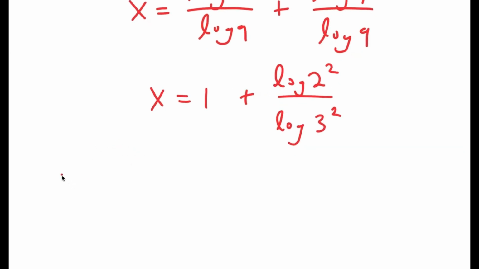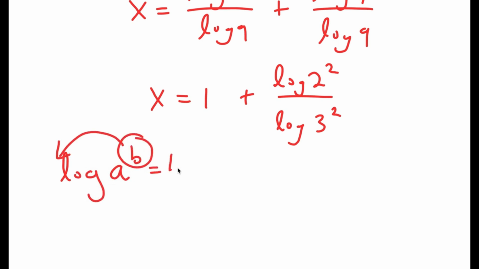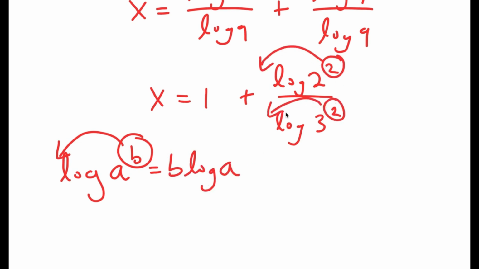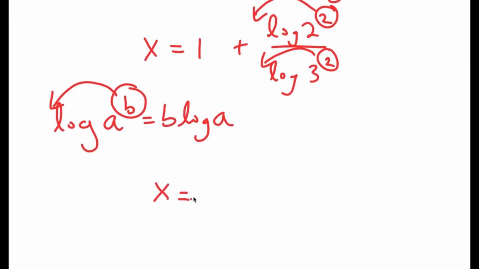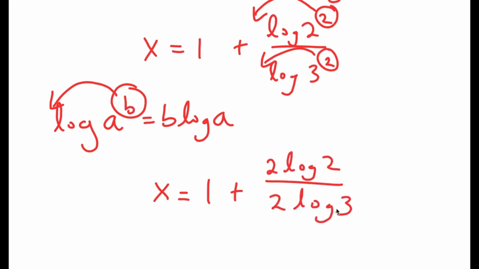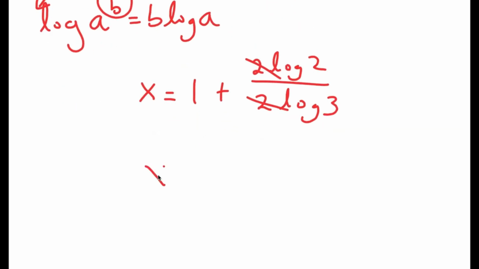And if I have something in the form log of a to the power of b, I can move this exponent b to the front, so this turns into b times log a. In this case, I can move 2 to the front over here, 2 to the front over here, so I get x is equal to 1 plus 2 times log 2 over 2 times log 3. From here I can cancel out these two 2's, so I get x equals 1 plus log 2 over log 3.